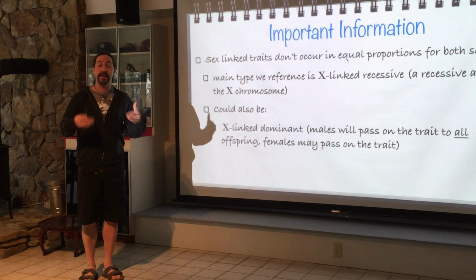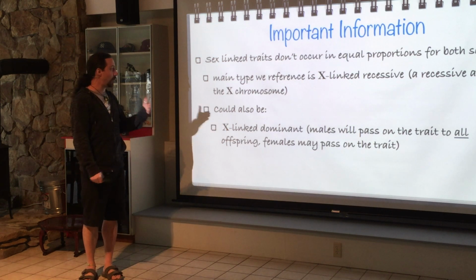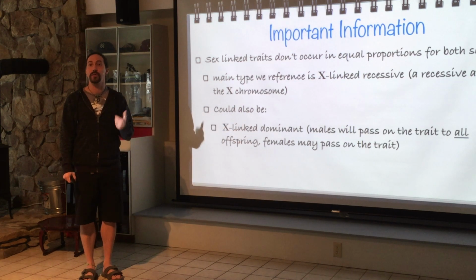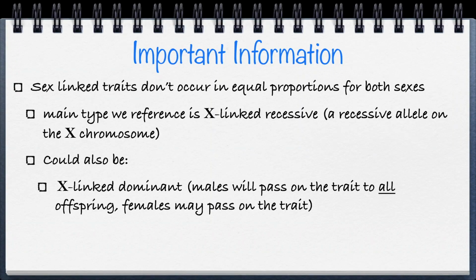Or it could have been an X-linked dominant trait, which would be like the red eye trait. And what we see there is the male always passes that trait on to their female offspring. And it never passes that trait on to the male offspring because it only has a Y that it will pass on to the male offspring. The females may pass that trait along to their offspring. It depends on if they're heterozygous or not. It depends on what alleles they have.